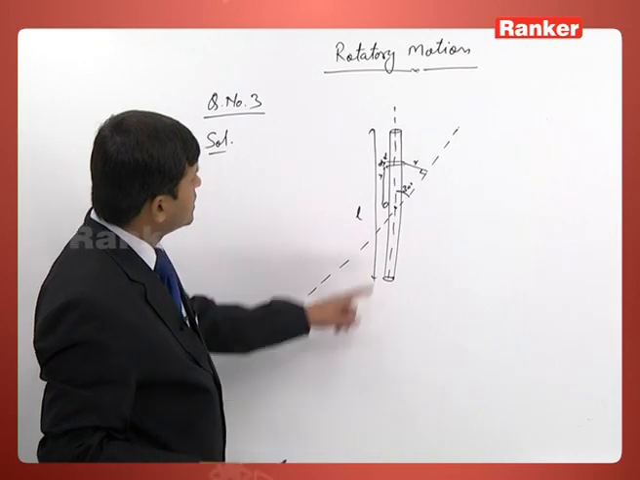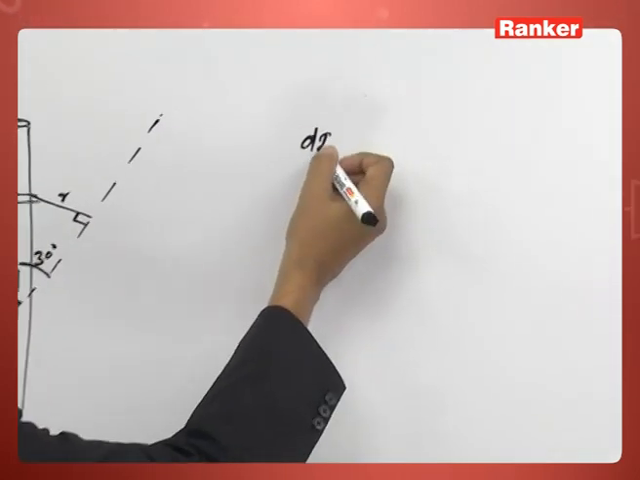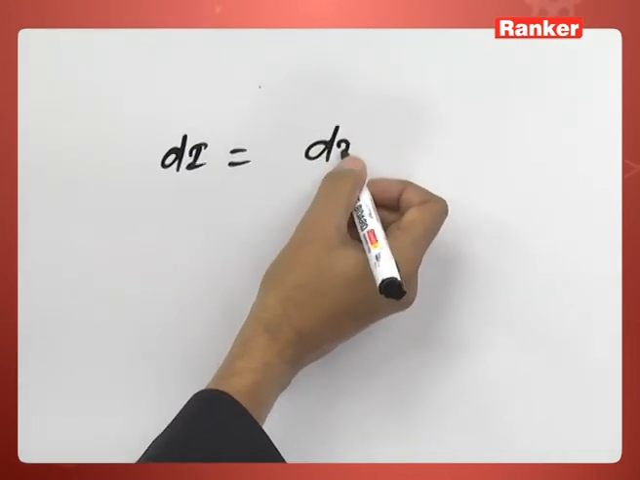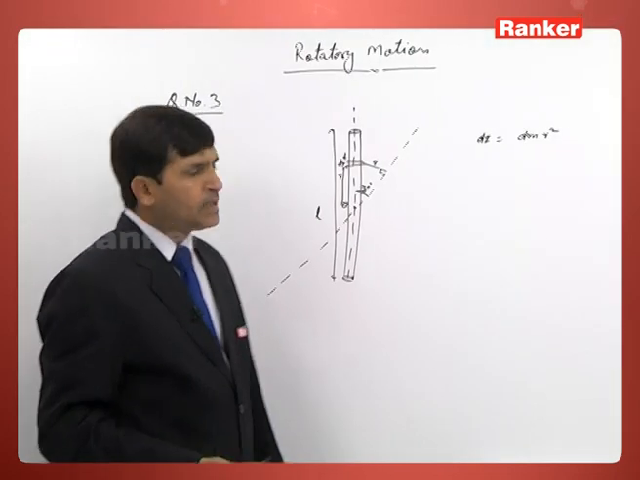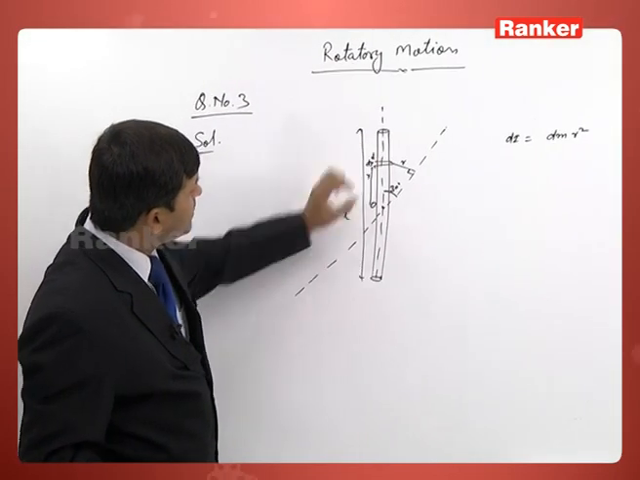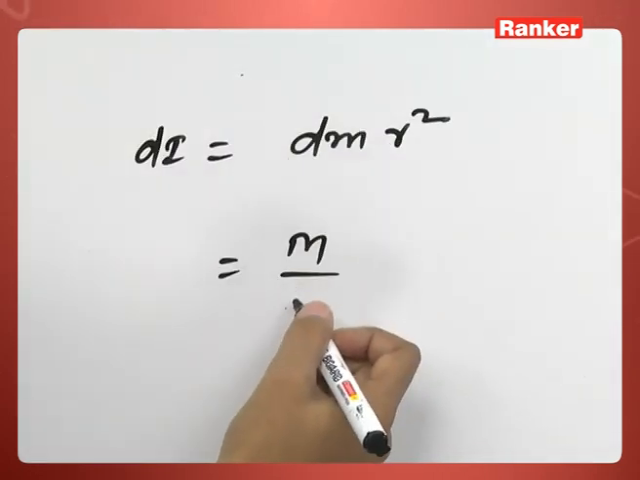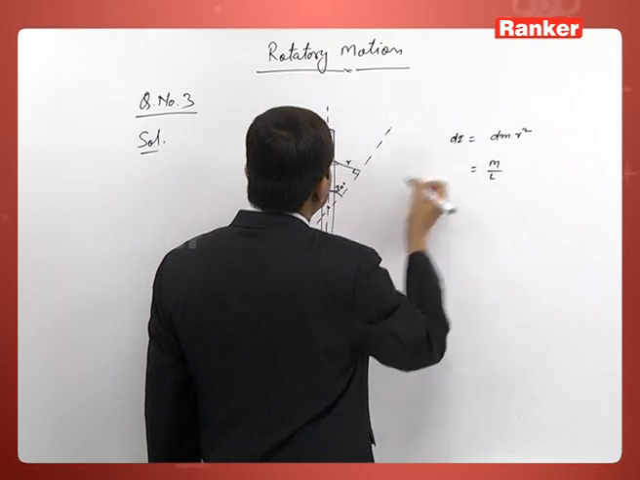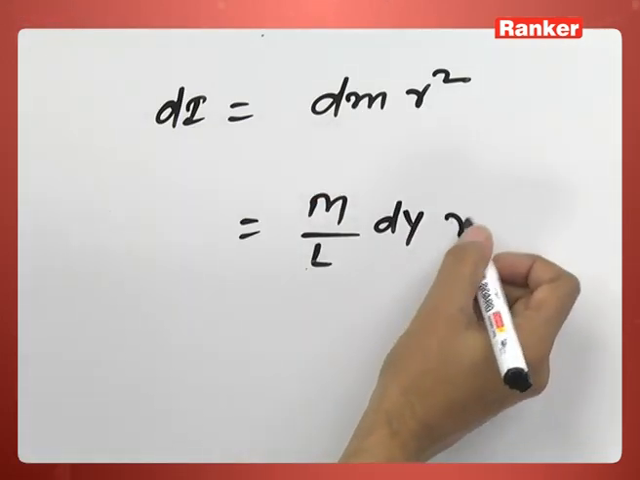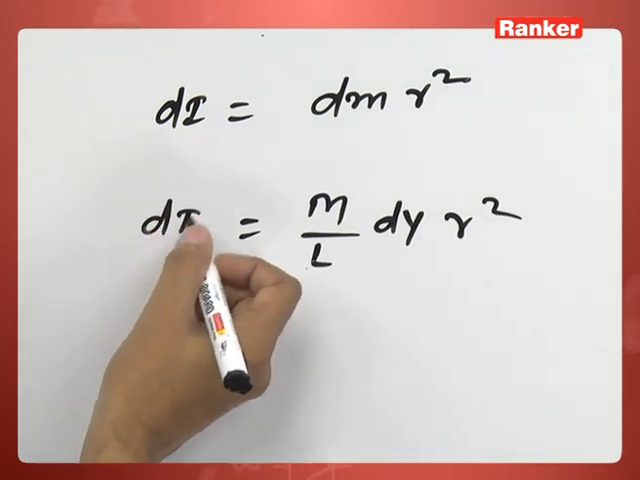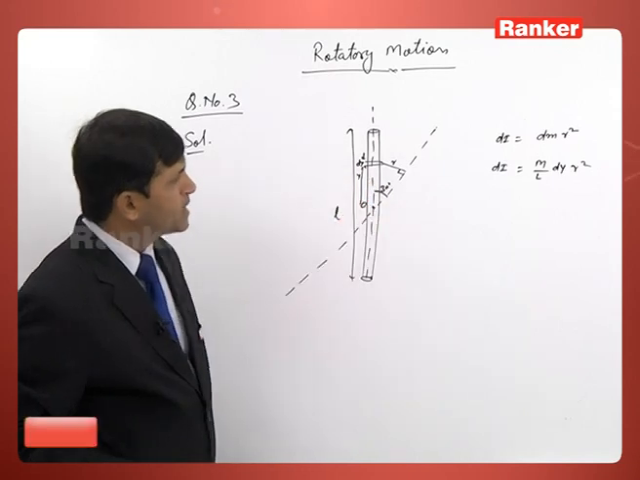Okay. So we will find the moment of inertia. dI is, as we know, dm into r square. dm is the mass of this part. Total mass is m, so it is m by L into dy, and r is this, so r square. This is dI. Now we will calculate the value of y and r.